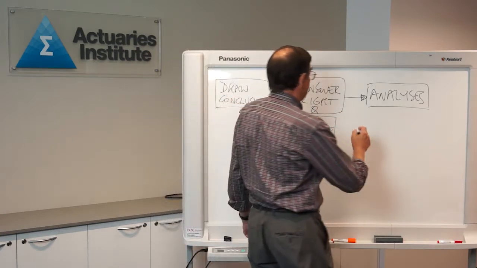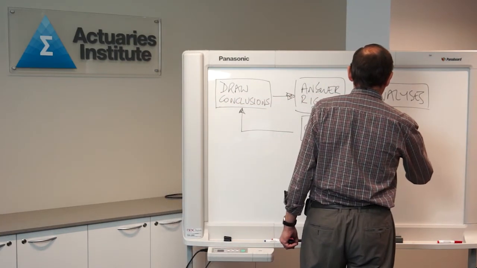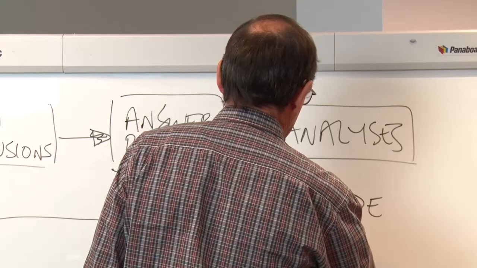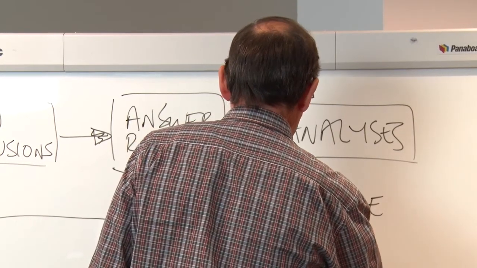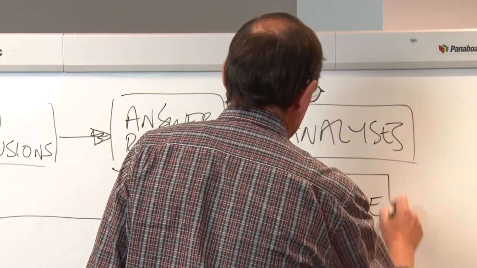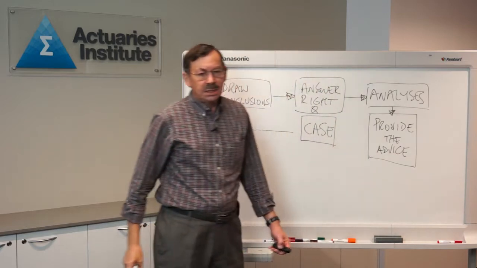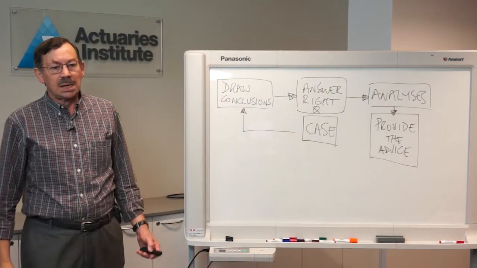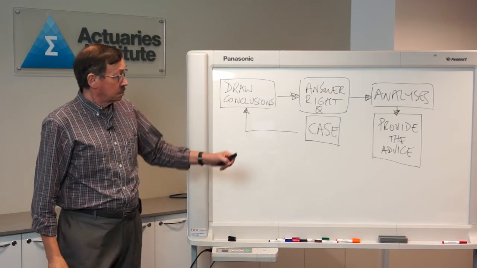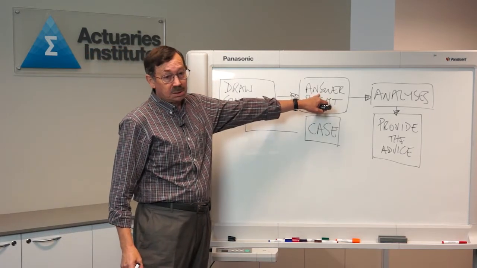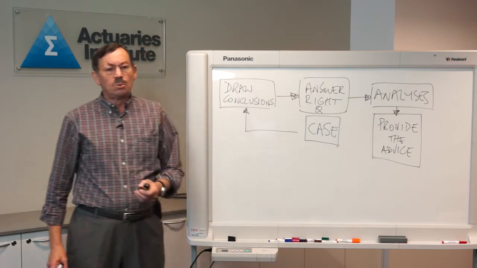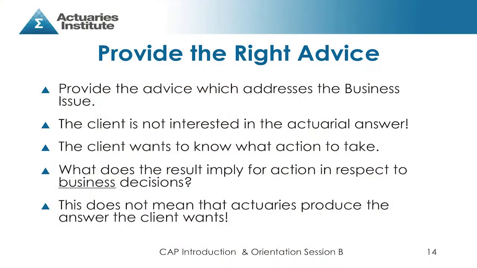And then we come down to provide the right advice. Now, we've already worked out the business question. Up here, the business issue, the business question, the right advice addresses that business issue. As we've said before, the client is not particularly interested in the actuarial answer. They want to know, what should I do?